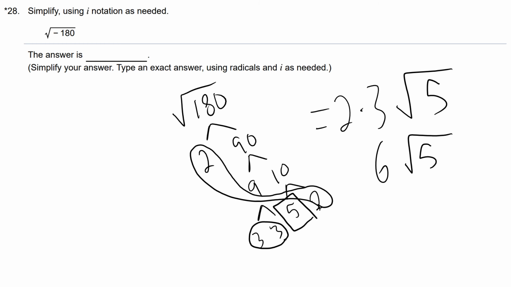It's the square root of negative 180. And so that's like the square root of negative 1 times the square root of 180. We already know what the square root of 180 is. It's 6 square root of 5. What's the square root of negative 1? The square root of negative 1 is just i, just the letter i, lowercase i. So that means our answer to this problem is going to be 6i square root 5.